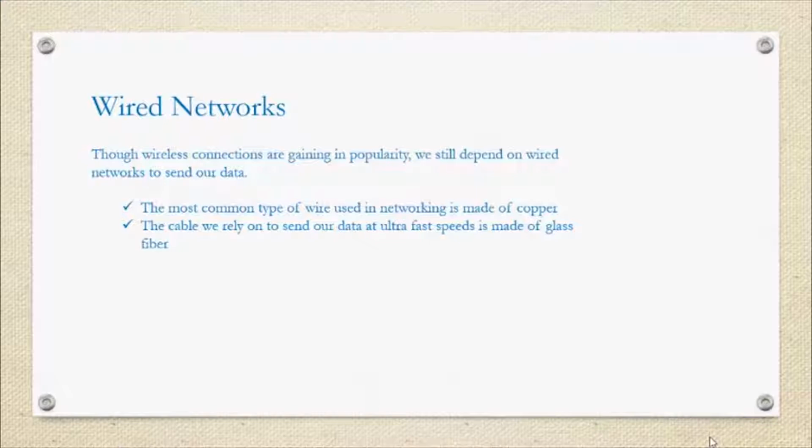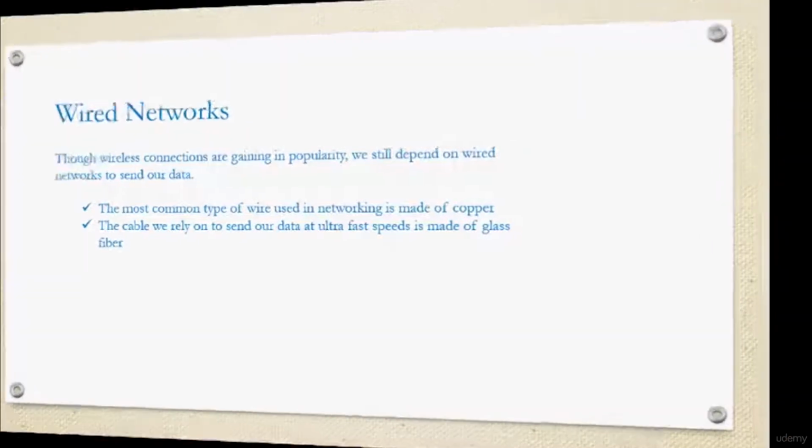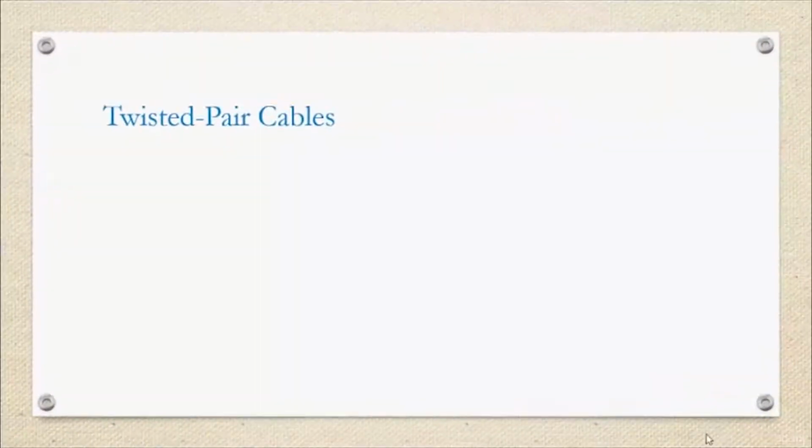Now, the most common type of wire used through our networking is made up of copper, and that's called a twisted pair cable, right? And then the cable that we rely on to send our data at a very long distance at very fast speeds is made up of glass fiber, and that fiber transmits data by way of light. Before we discuss fiber optic cables, let's talk for a little bit more about twisted pair cables, okay?